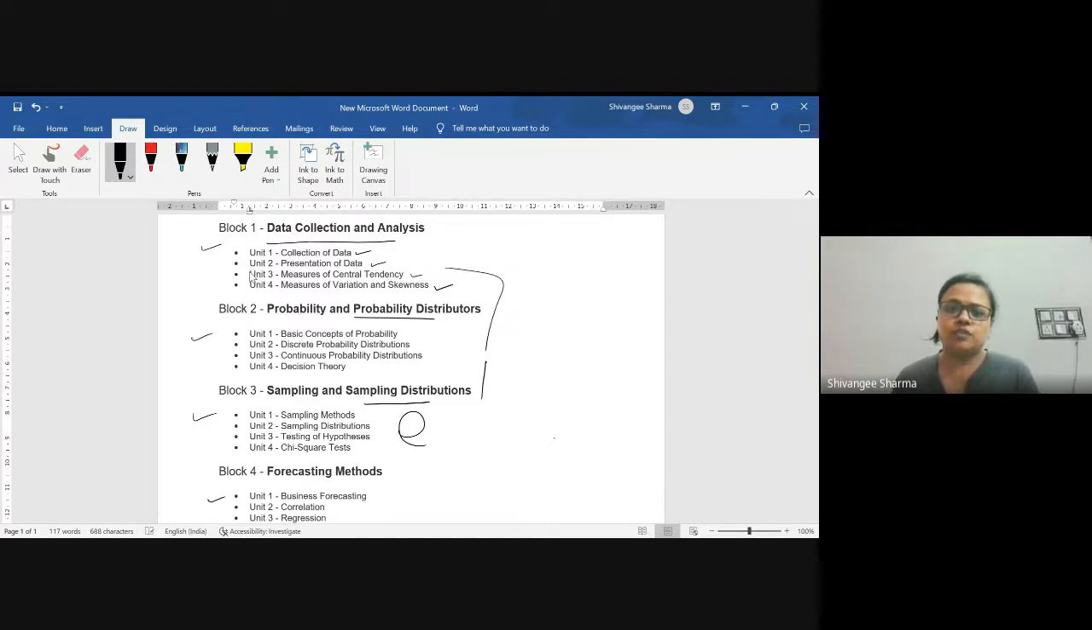Once you go through all these three blocks, then you will be able to understand what methods or techniques you can use to forecast your business-related terms like demand, supply, or any market condition. So this paper is really helpful in understanding the mathematical, quantitative, or analysis part, and this is how it is divided in the IGNOU syllabus. Today we are starting with data collection and analysis. Let me start my PowerPoint presentation.